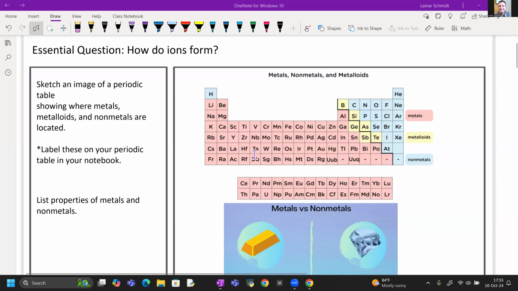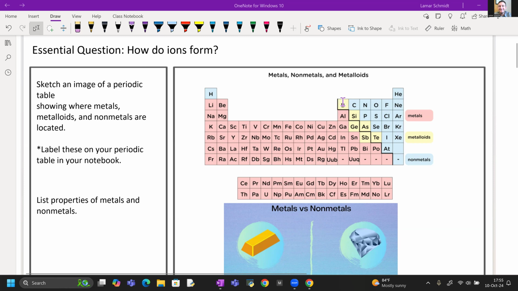Welcome to Honors Chemistry. We're looking at our essential question: how do ions form? The first thing we're looking at for this lecture is where we find metals, metalloids, and nonmetals. We can see that our metals are located mostly on the left-hand side of the periodic table and down here in the lanthanoids and actinoids.